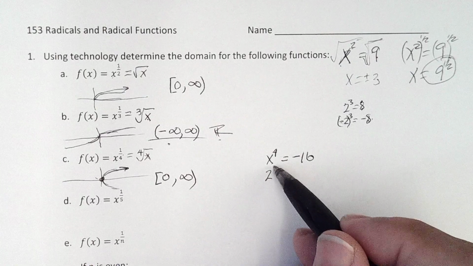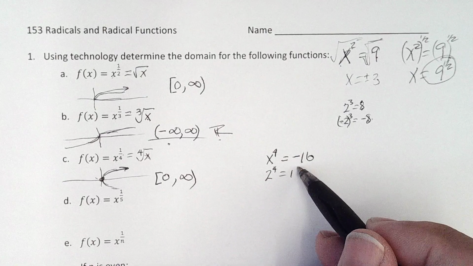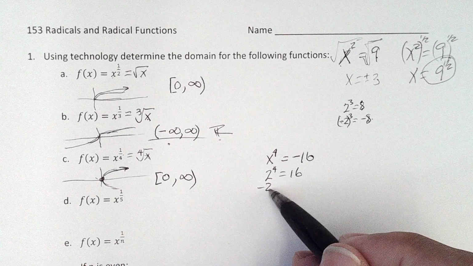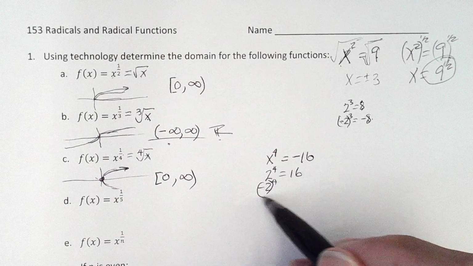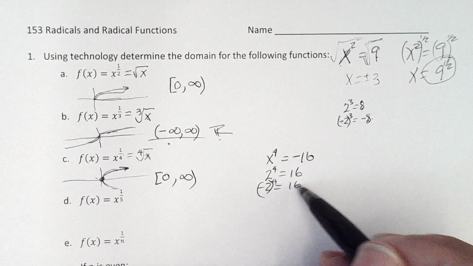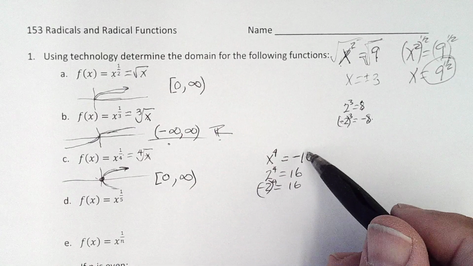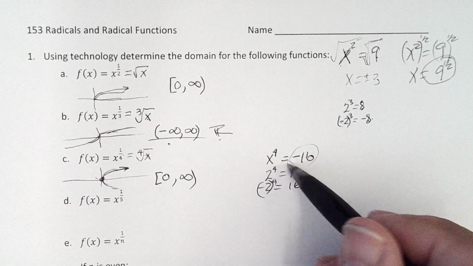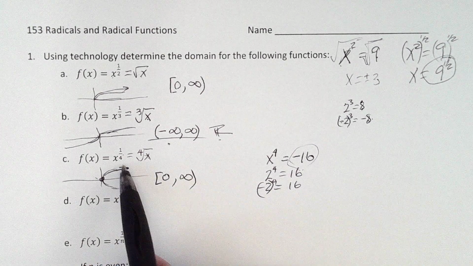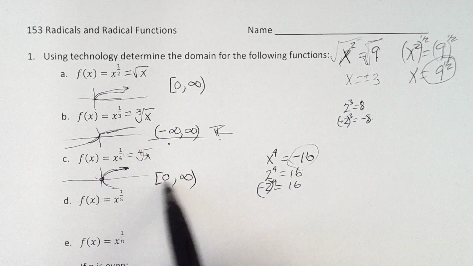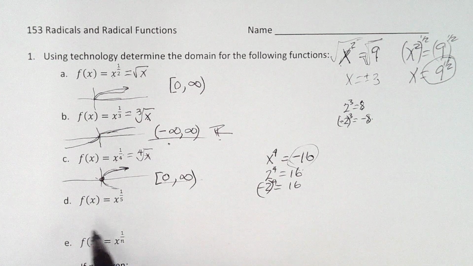Now 2 to the 4th is positive 16. Negative 2 to the 4th, if you put parentheses, is positive 16. There's no way to take something to the 4th power, an even power, and get negative numbers. So you can't do 4th roots of negatives, only the positives, or 0.